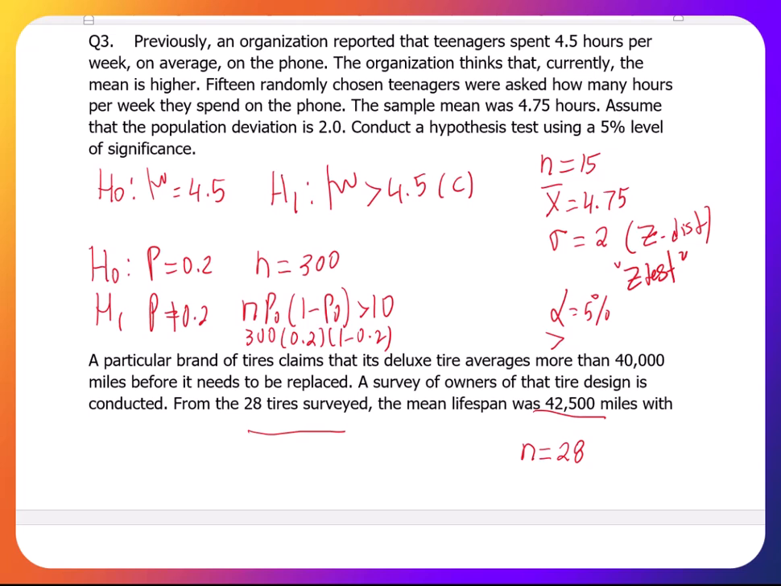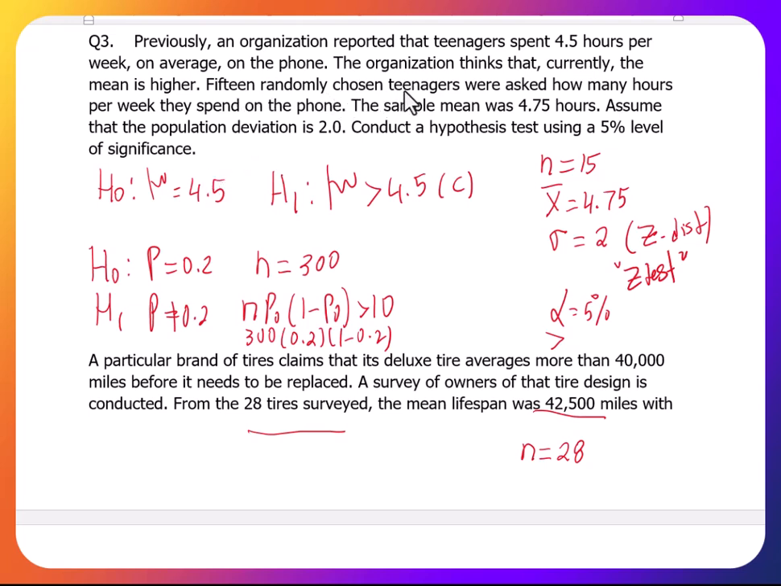Previously, an organization reported that teenagers spent 4.5 hours per week on average on the phone. The organization thinks that currently the mean is higher. Higher than what, guys? Higher than 4.5. So that's the claim. So look what I put here: mean is greater than 4.5. That's the claim. And it's an equality statement in H0, so you always put equal there.